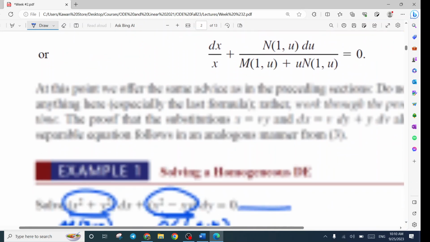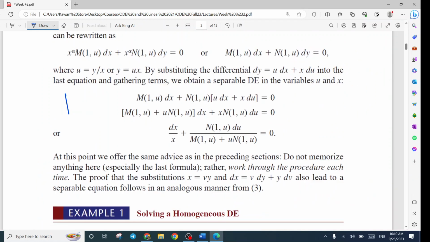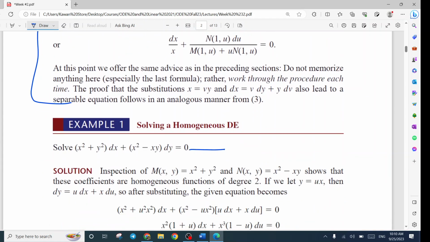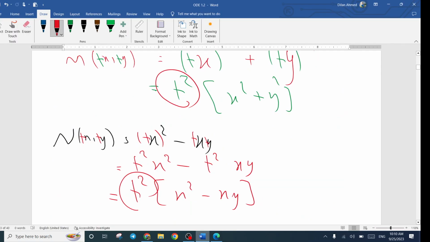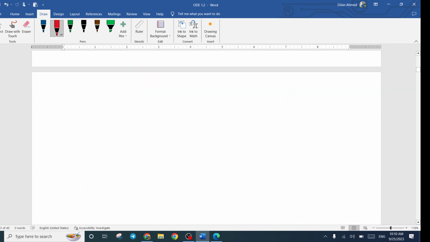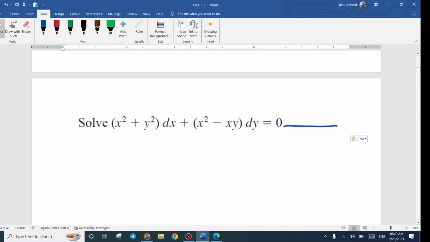How? Like this formula. I don't like this writing. I want an example. Okay, I'm going to solve the example for you. Look at this example that we wrote before. So first of all, we checked it's a homogeneous. Am I right? It's not separable.